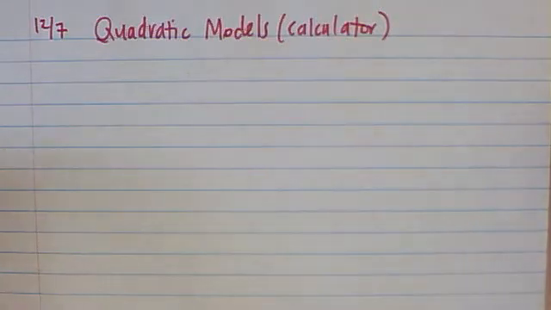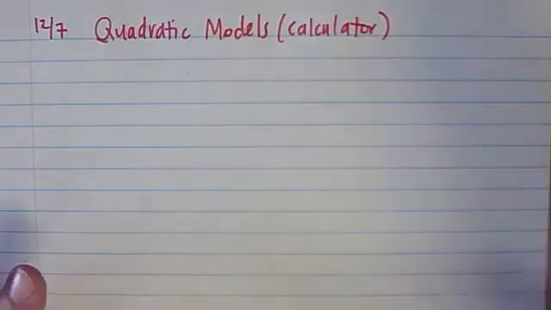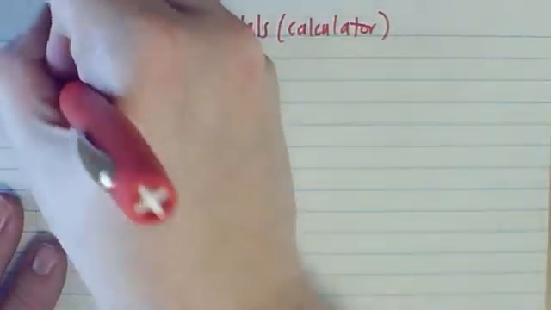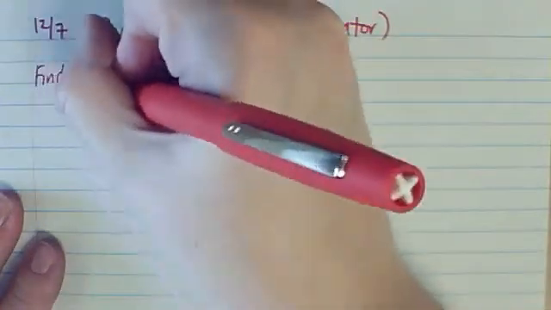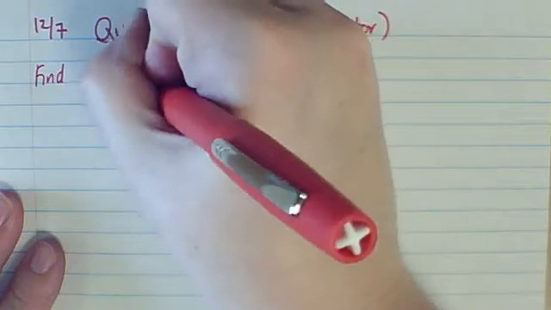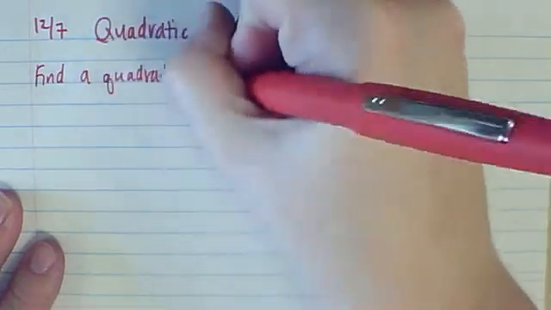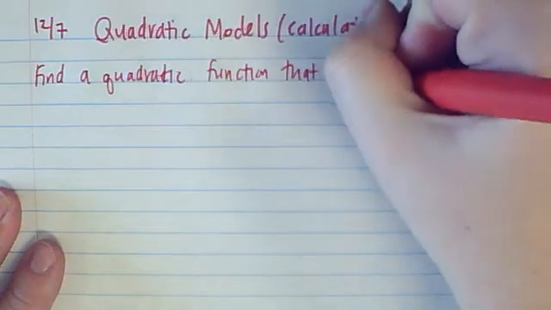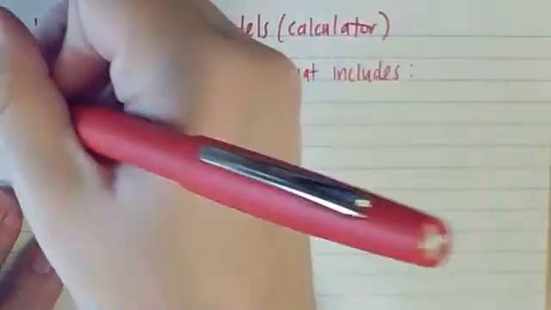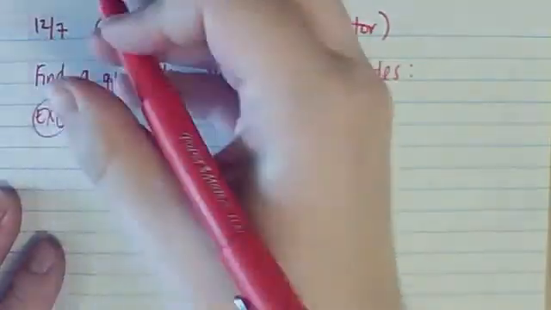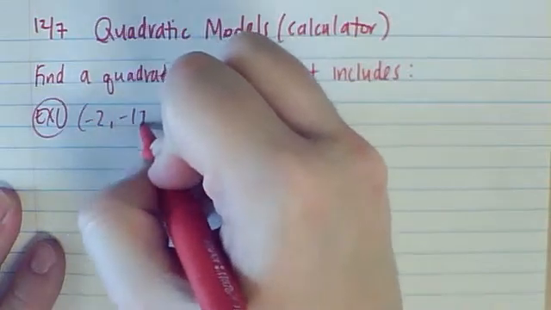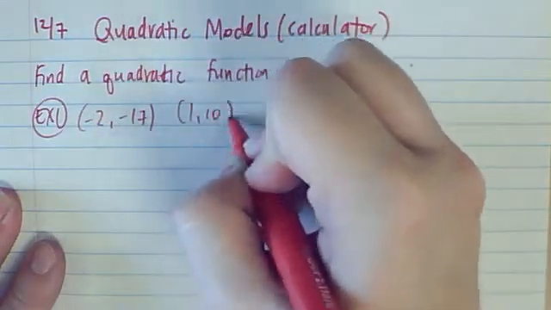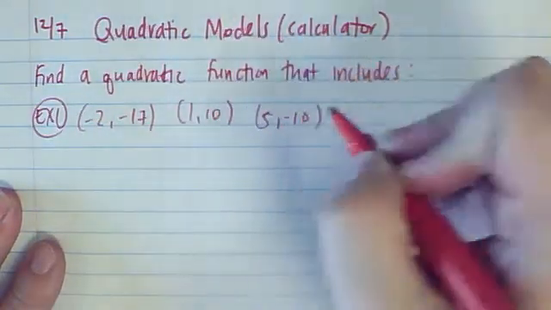Alright, so today we're looking at quadratic models, and we're going to be using the calculator for this part. So the very first thing is I want to find a quadratic function that includes the following points. So I have the points (-2, -17), (1, 10), and (5, -10).